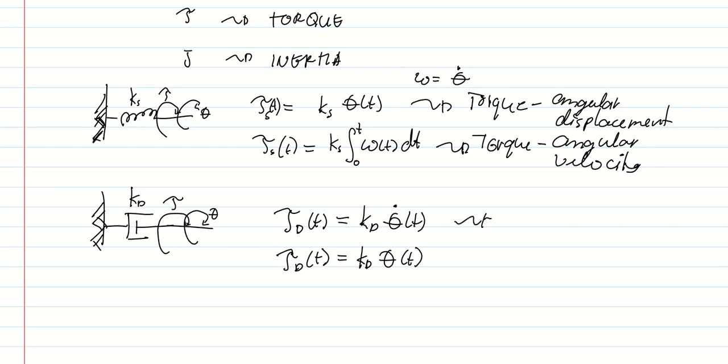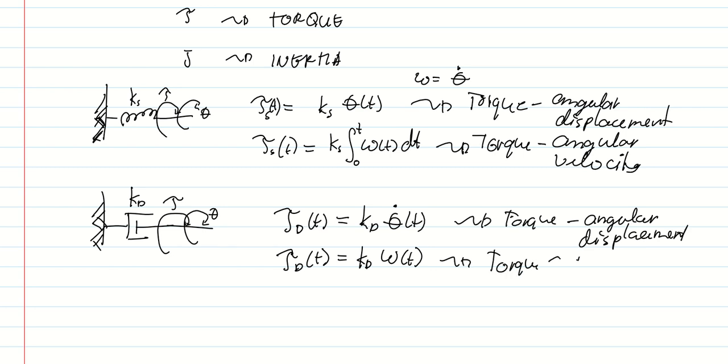So this is for omega t. This is for torque and angular displacement. And this one is for torque, angular velocity.